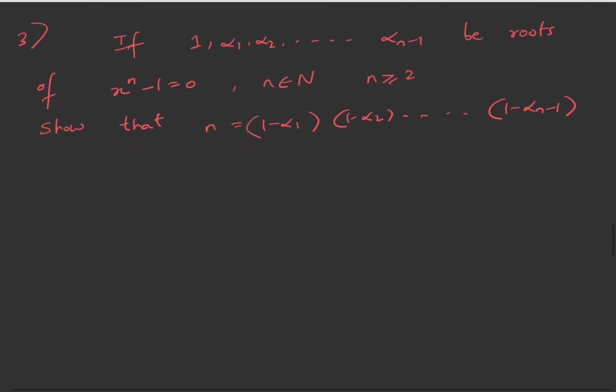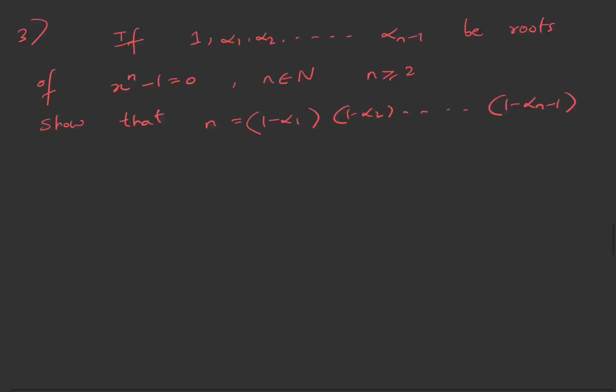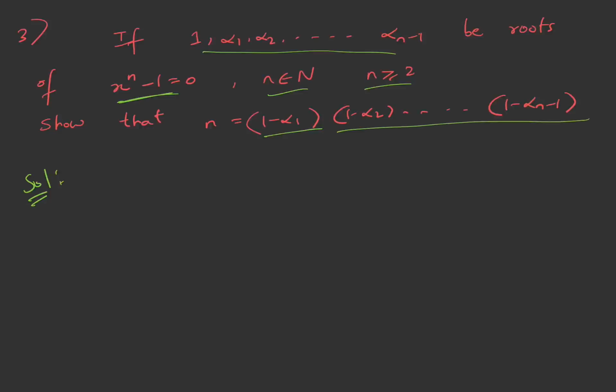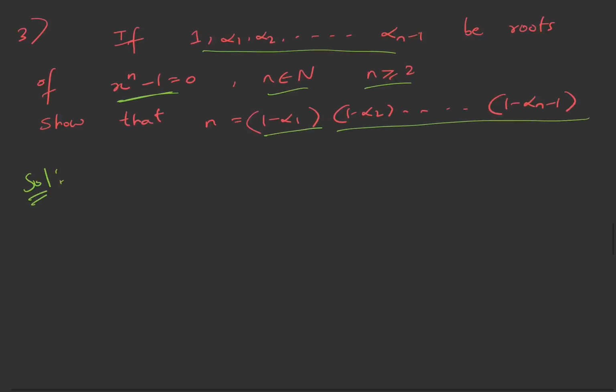So let us move to the third question. Here it was given that 1, alpha 1, alpha 2 and so on up to alpha n minus 1 are roots of x power n minus 1 equal to 0, where n belongs to natural numbers and n is greater than or equal to 2, and you need to show that the product of 1 minus alpha 1, 1 minus alpha 2 and so on is equal to n. So x power n minus 1 is a polynomial of nth degree, so it has n zeros, and you are already given all the n zeros. These are n minus 1 zeros and this is 1, so there are n zeros.